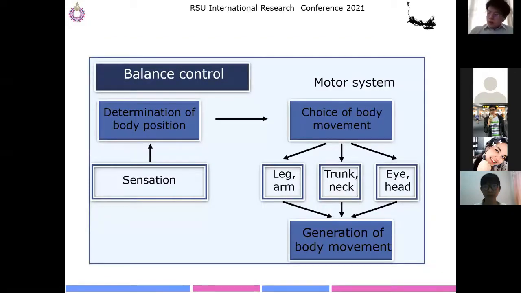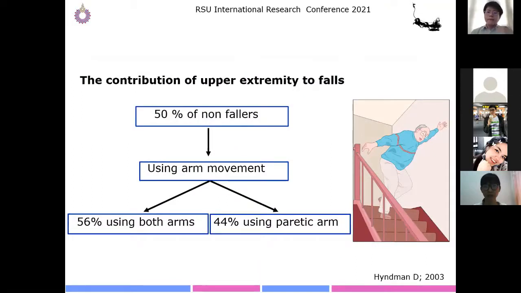The motor impairment which influences balance includes the control of body parts: leg, arm, trunk, neck, head, and eye. These parts generate the appropriate movement to maintain the body in an upright position during any posture or activity, focusing on the contribution of the upper and lower extremity to balance and falls. One study reported that approximately 50% of individuals with stroke who had no fall recovered balance by using arm movement, more often by holding something, with 56% using both arms and 44% using the paralytic arm to keep from falling.